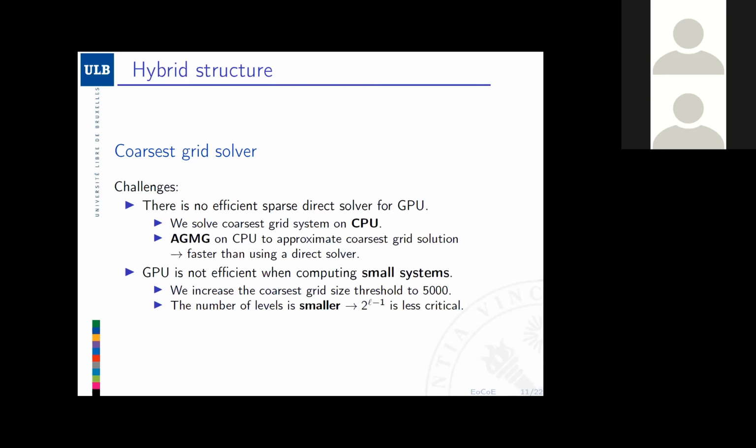In order to address this, we are going to increase the size of the coarsest grid to 5,000, instead of smaller than it was before. This is going to impact the number of levels, so the exponential number of visits per level is going to be a lot less critical.